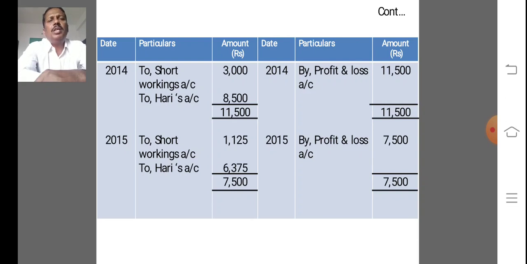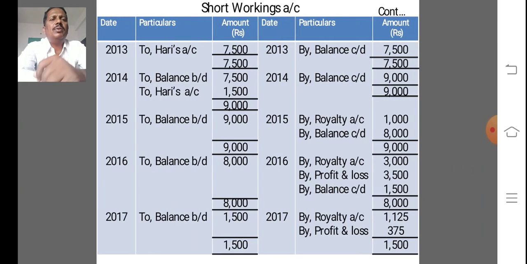In the year 2015, to short workings account 1,125, to Hari's account 6,375. Total 7,500 is the debit side total, and on the credit side the entire 7,500 is transferred to profit and loss account.